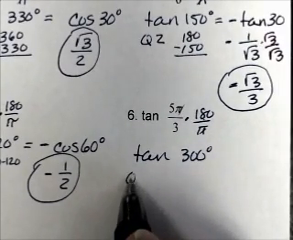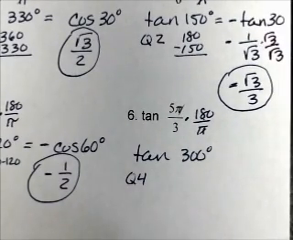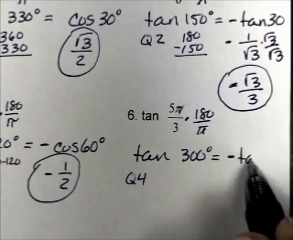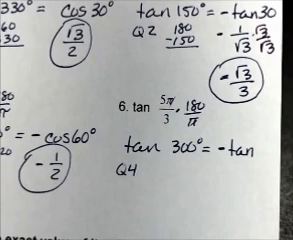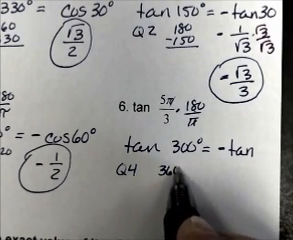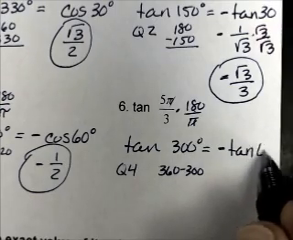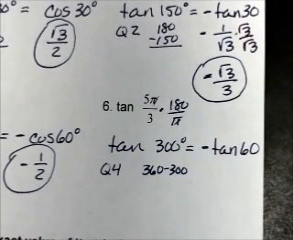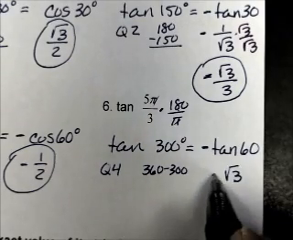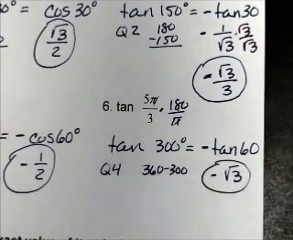The 300-degree angle is in quadrant 4, where tangent is negative. So this would be equal to negative tangent of the reference angle. That's 360 minus 300, which is 60. So it's equivalent to negative tan 60, and the tangent of 60 degrees would be square root of 3 over square root of 1, which is simply square root of 3. Bring down the negative. So negative square root of 3.